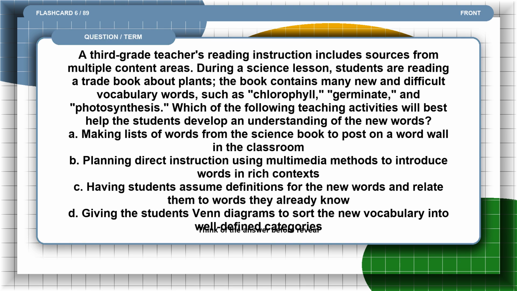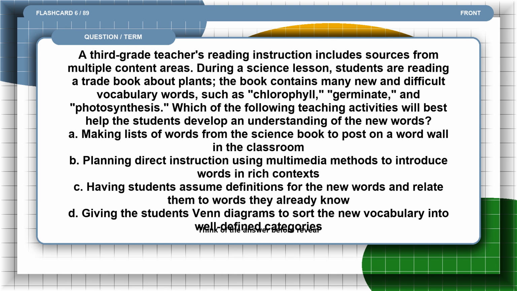Flashcard 6. A third-grade teacher's reading instruction includes sources from multiple content areas. During a science lesson, students are reading a trade book about plants. The book contains many new and difficult vocabulary words, such as chlorophyll, germinate, and photosynthesis. Which of the following teaching activities will best help the students develop an understanding of the new words?